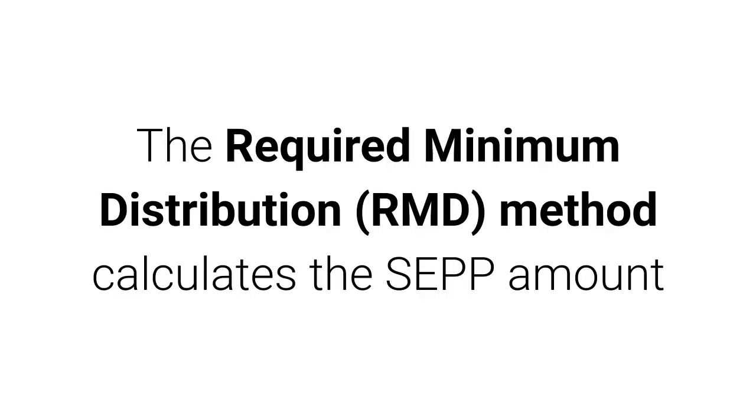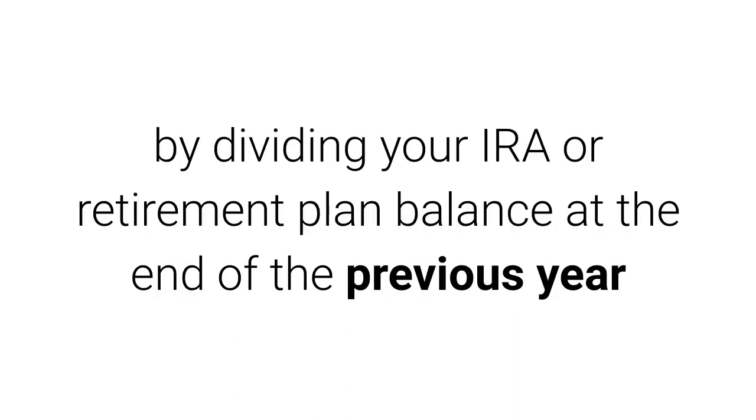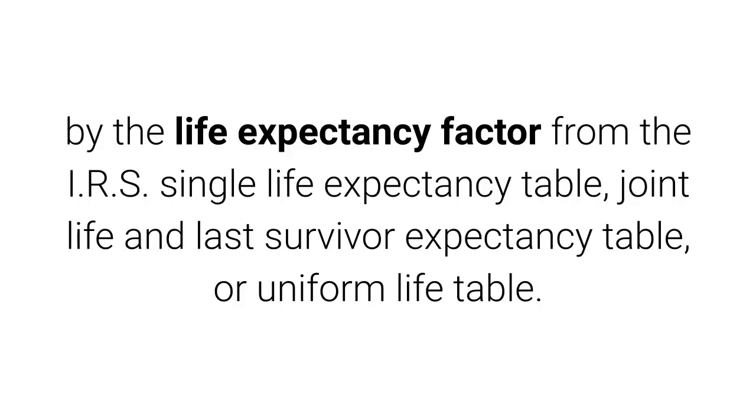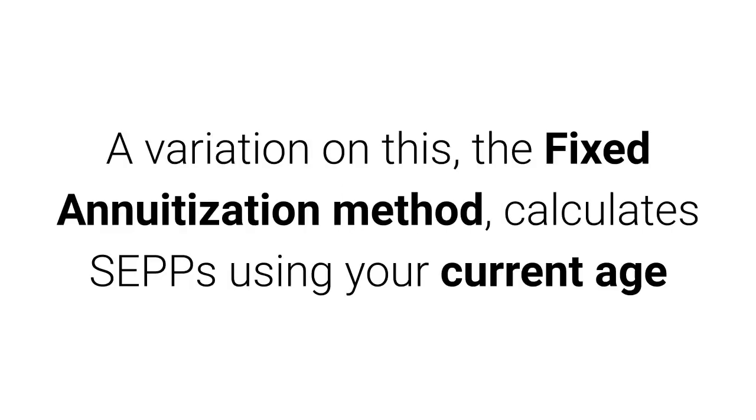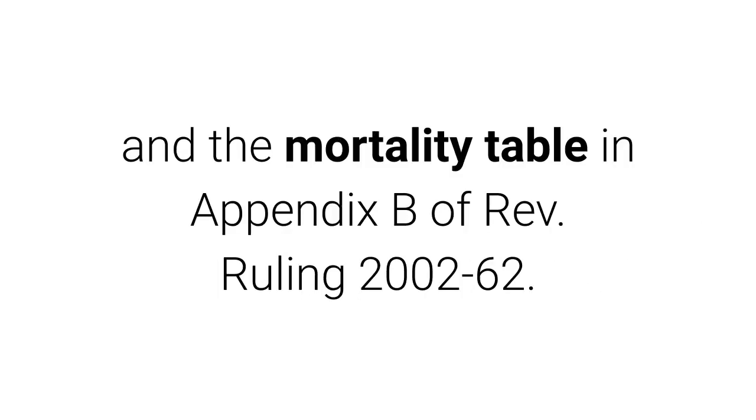The required minimum distribution (RMD) method calculates the SEPP amount by dividing your I.R.A. or retirement plan balance at the end of the previous year by the life expectancy factor from the I.R.S. Single Life Expectancy Table, Joint Life and Last Survivor Expectancy Table, or Uniform Life Table. The fixed amortization method amortizes your retirement account balance into SEPPs based on your life expectancy. A variation on this, the fixed annuitization method, calculates SEPPs using your current age and the mortality table in Appendix B of Revenue Ruling 2002-62.